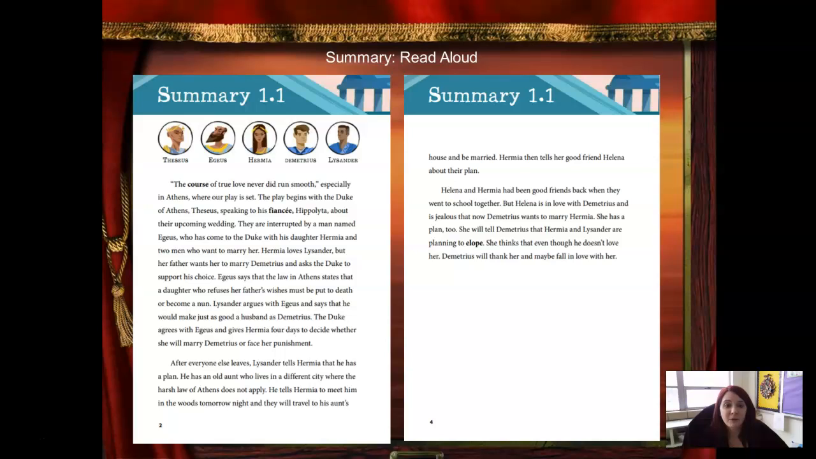Helena and Hermia have been good friends back when they went to school together, but Helena is in love with Demetrius and is jealous that now Demetrius wants to marry Hermia. She has a plan too. She will tell Demetrius that Hermia and Lysander are planning to elope. She thinks that even though he doesn't love her, Demetrius will thank her and maybe fall in love with her. So that is what the scene is, and the summary for this is.